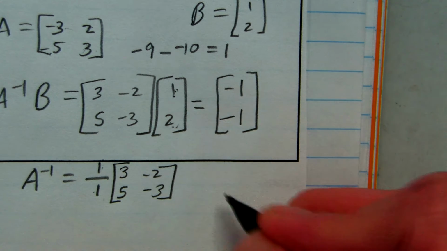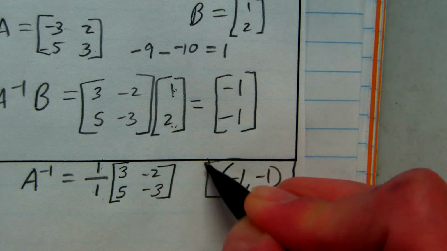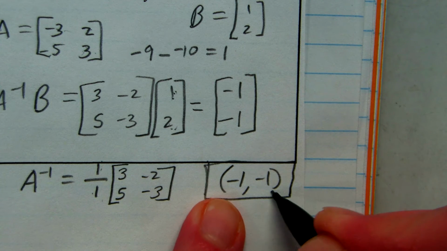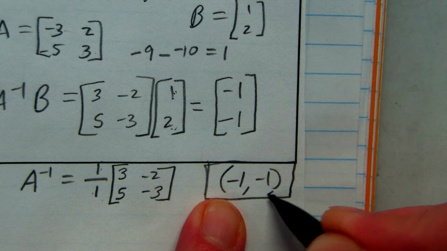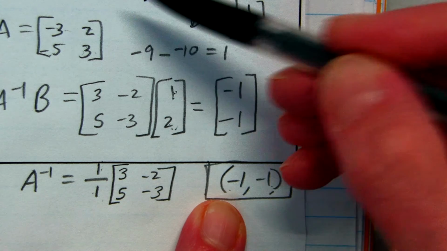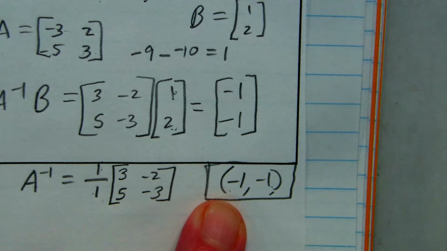And if we wanted to write the answer in point form, it would be negative 1, and that would be your actual solution. And you can check to see that this is the right solution, just like we did when we solved systems of equations before. You can put that in for x and y and make sure it comes out 1, make sure it comes out 2. So you would check these just by putting the numbers back into the equations.